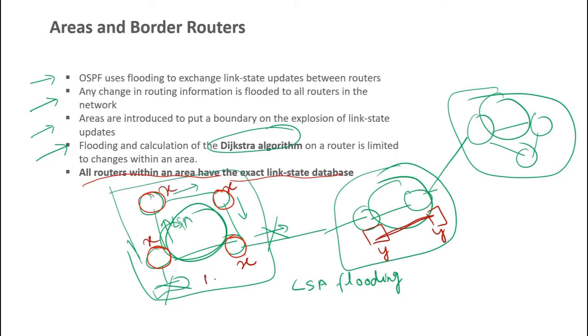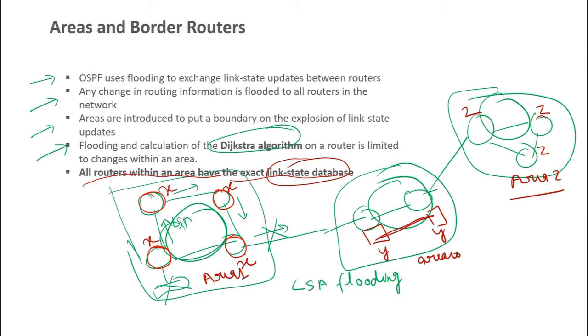So within an area, suppose this is area 1, this is area 0, and this is area 2. All the routers of area 1 will have the same routing table. All the routers of area 0 will have the same link state database. In fact, I should say link state database, not routing table. And all the routers of area 2 will have the same link state database, so they should have the Z database, and this is also the Z database.